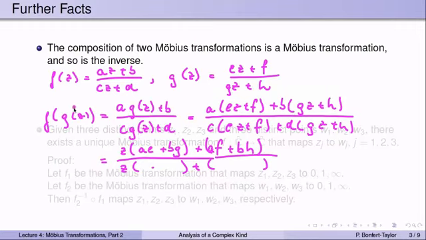Similarly, you can find that the inverse of a Möbius transformation is a Möbius transformation. You simply write w as (az + b)/(cz + d) and solve this for z. And when you solve this for z, you will see that z is a function of w expressed in the form of a Möbius transformation.